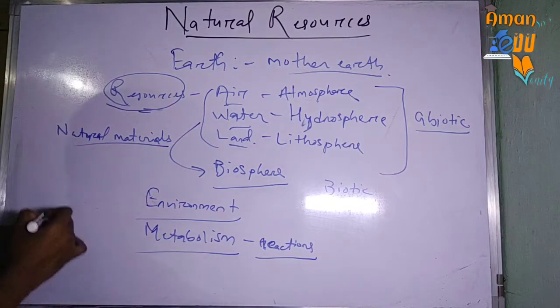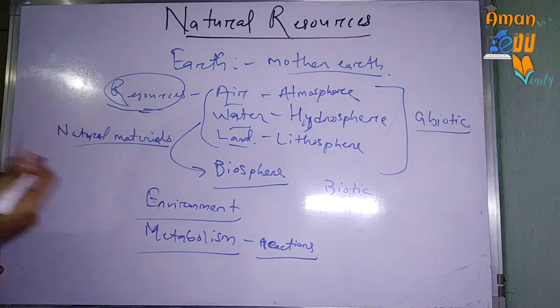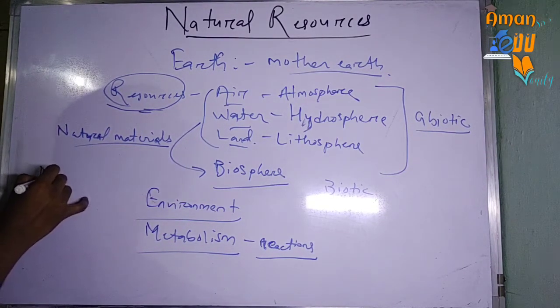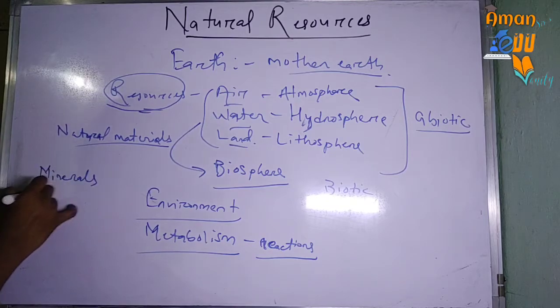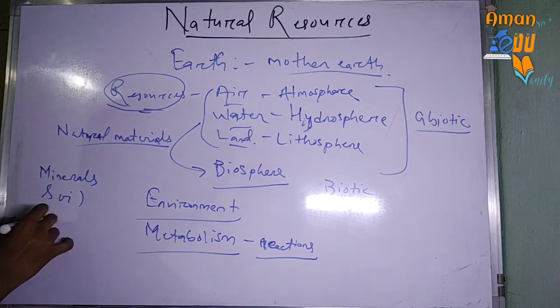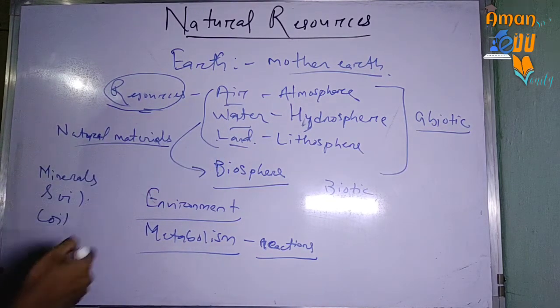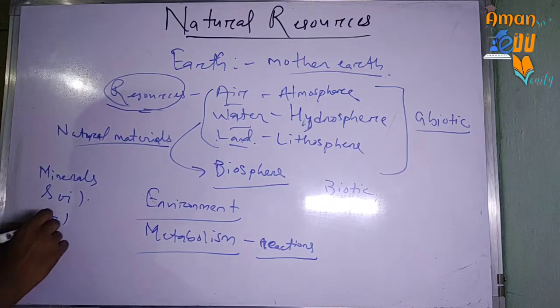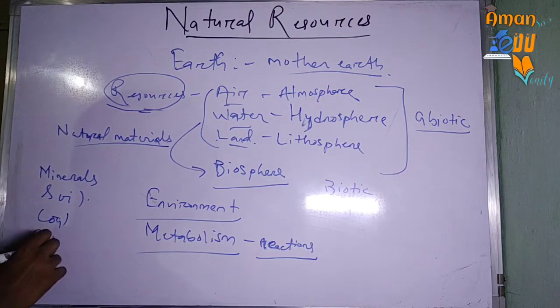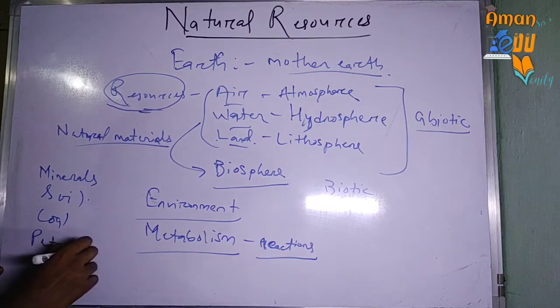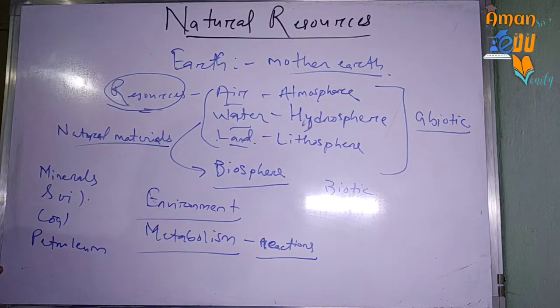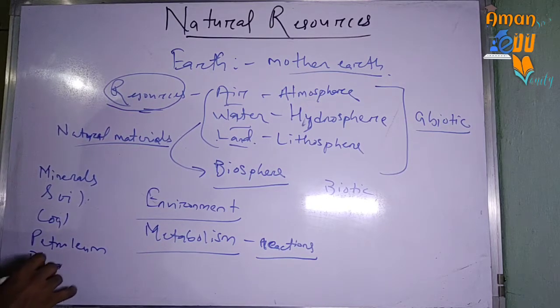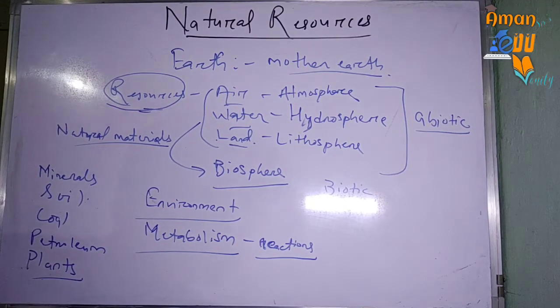You can write examples like air, water, land. We have already written that. Together with that, the minerals, soil, which could be related to land, then coal, petroleum, meaning diesel, petrol, etc. If we use plants, we can consider them our resource too. Plants and animals are also our resource, which includes forests and wildlife.